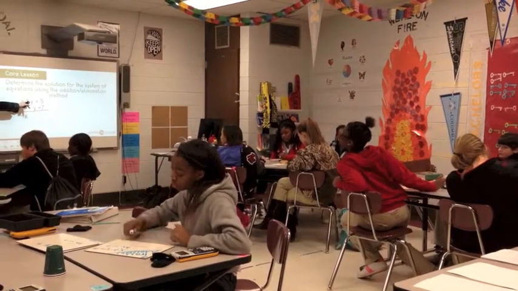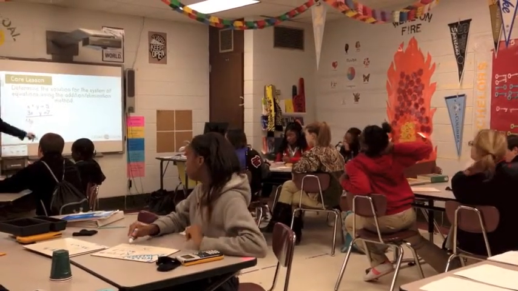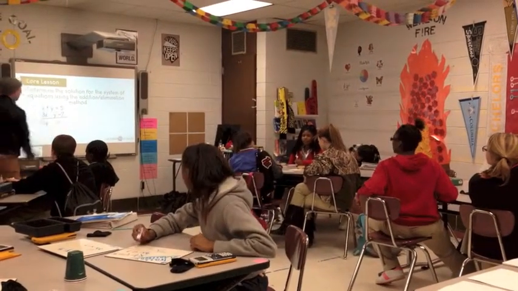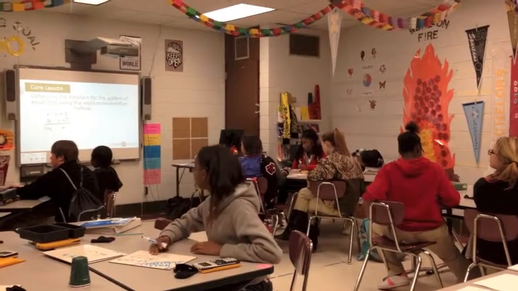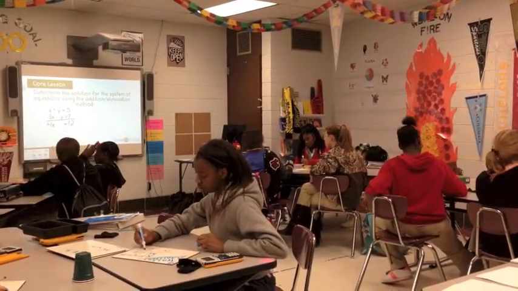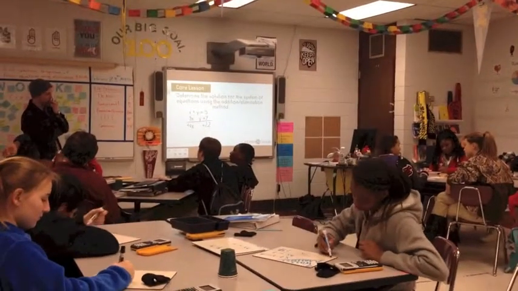y minus y is 0. Let Desiree, she's got it. I trust her. Equals, and then 5 plus 7 is 12. See? That was pretty easy. 4x equals 12. What does x have to equal then?